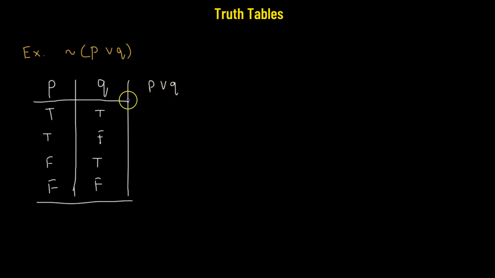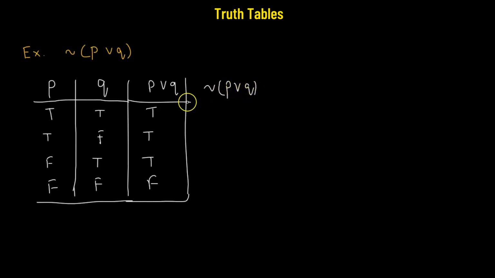First, we'll try constructing the truth table for the disjunction between P and Q. So that is P or Q. And we know that this value is true when at least one of them is true. So for the first three scenarios, it will be true, and when both of them are false, this is false. Now we have to take the negation of this statement, P or Q. That will be simply flipping the values. So we have false, false, false, true.